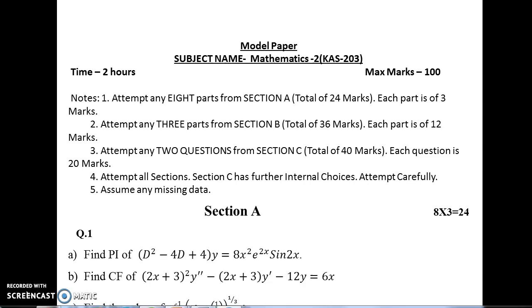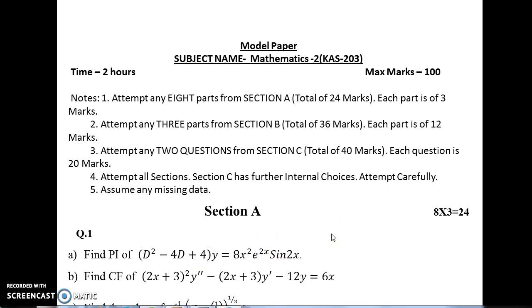And further, internal choice will be there. So we start from section A. For making this video, I went through previous year papers and selected the important questions so that you can achieve good marks in the university examination. So start from section A. In section A, of the 10 parts you have to attempt 8 parts.